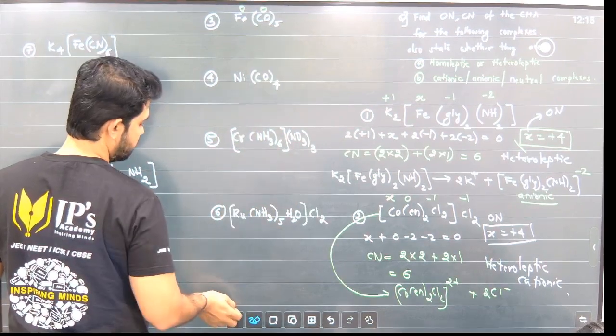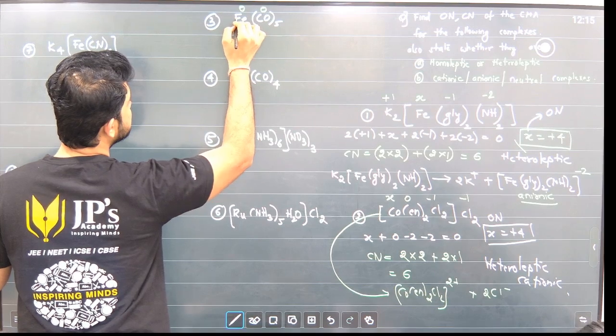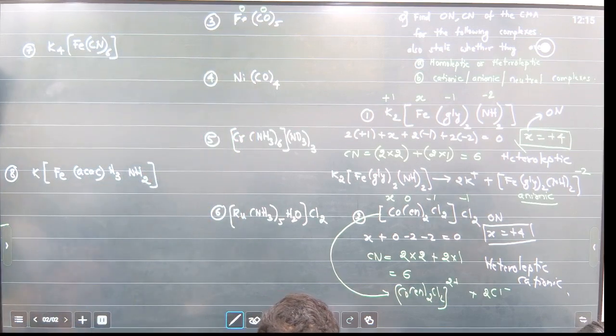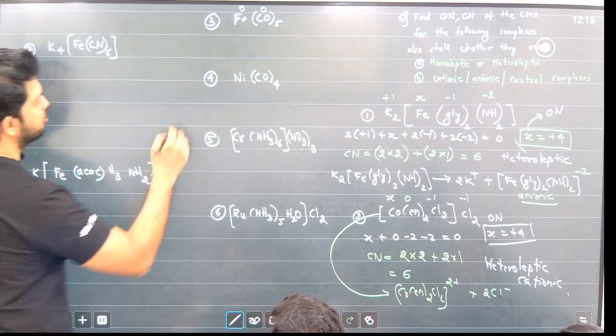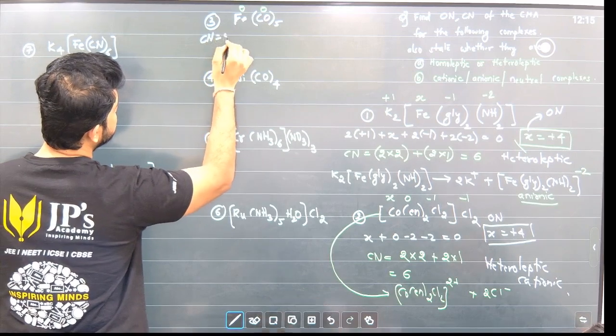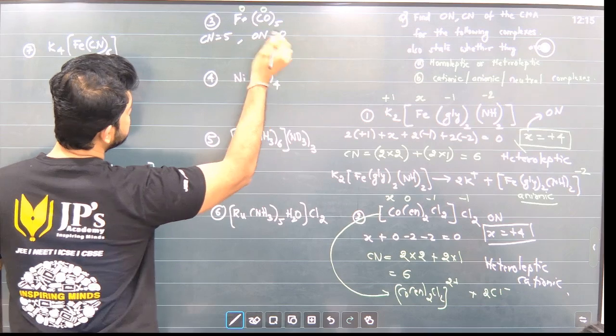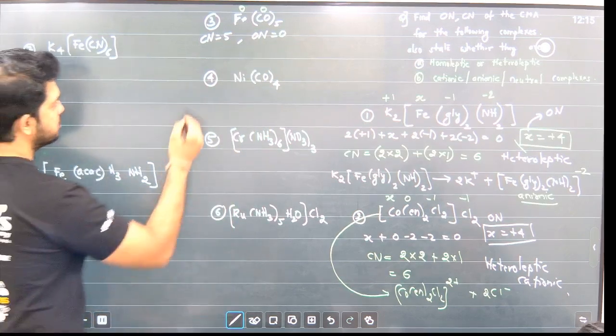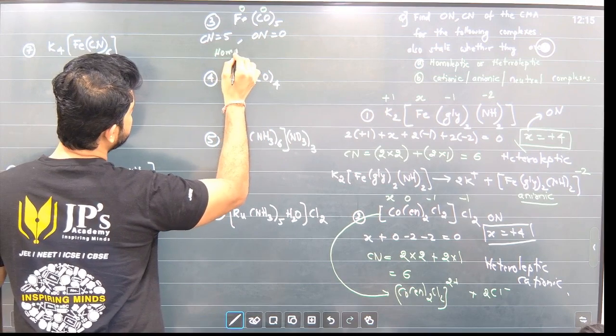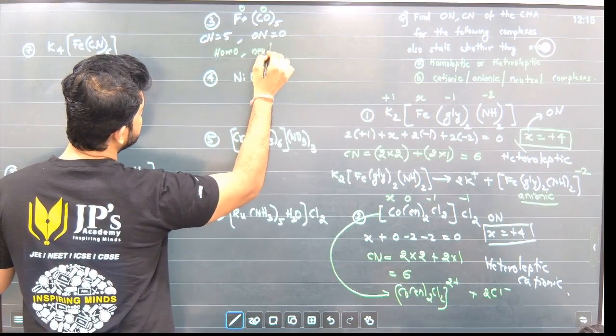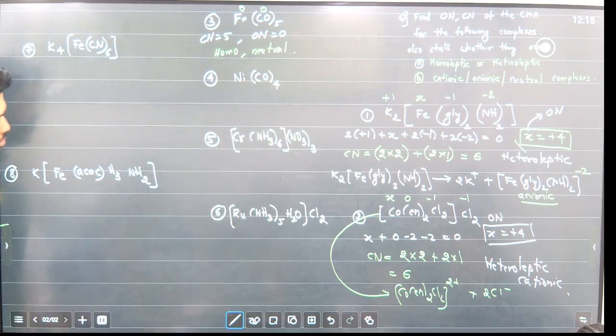Give me the coordination number please. What is the denticity of CO? 1. How many COs are there? 5. So what is the coordination number? 5. Is it a heteroleptic or a homoleptic? This is homoleptic. Cationic or anionic or neutral? It is neutral. Why is it neutral? Because the charge on it is 0. Did you understand or not? Everyone, yes or no?